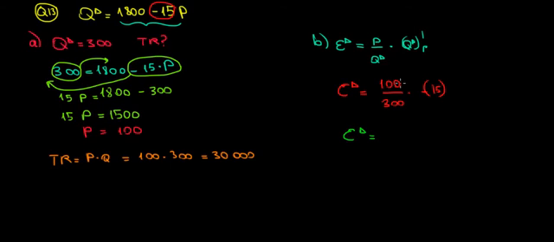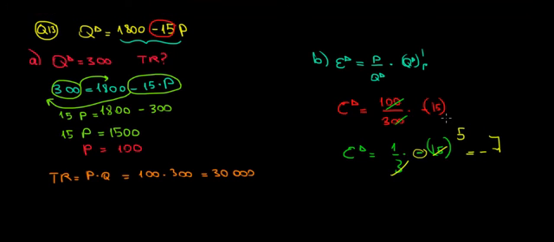Now if we do some math, what do we get? Elasticity of demand is equal to 100 over 300. That's just 1 over 3 times minus 15. 15 and 3 cancel out, so we have a 5 with a negative sign times 1, which is just minus 5.